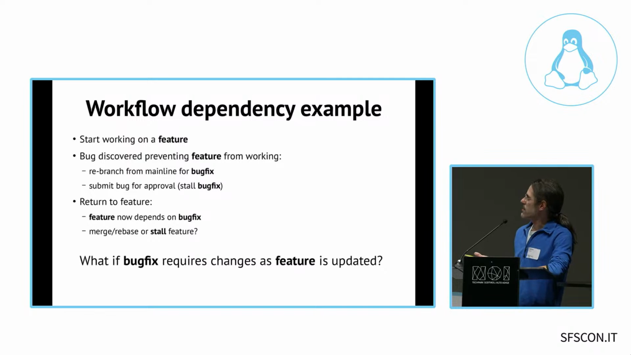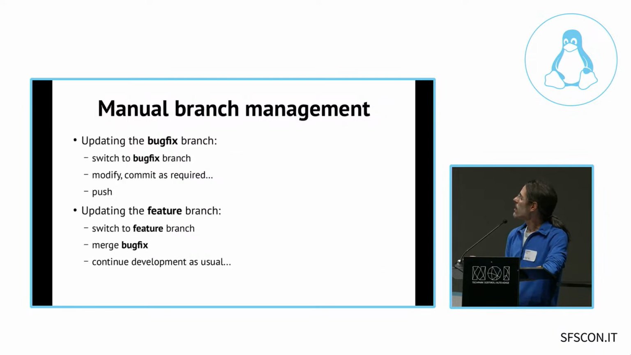And that's exactly this case. You start working on a feature, you discover the bug, you have a policy that says the bug needs to be fixed in a separate branch, so you do that. You create a new branch based on the master branch, you fix it, then you submit, then you can go back to your feature, but then what do you do? One strategy, which is pretty simple, is to merge the bug fix into the feature.